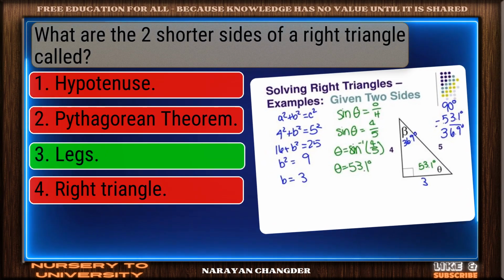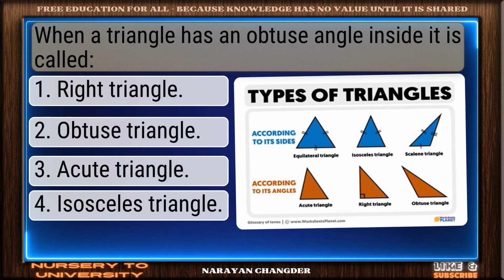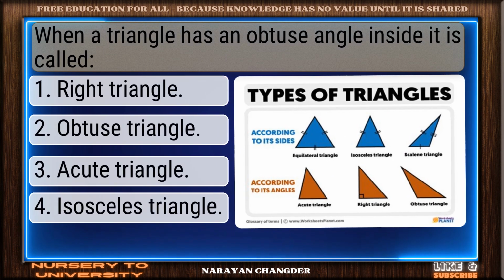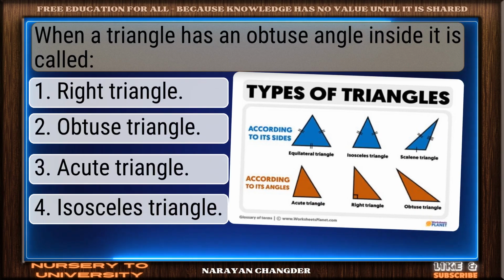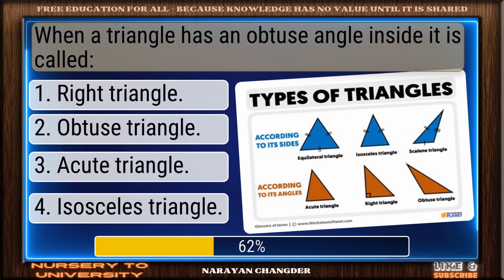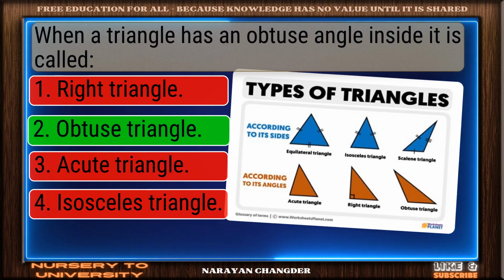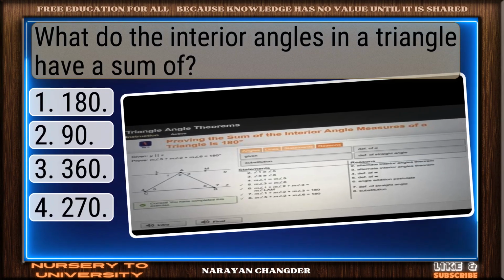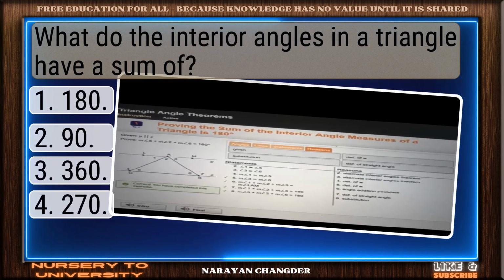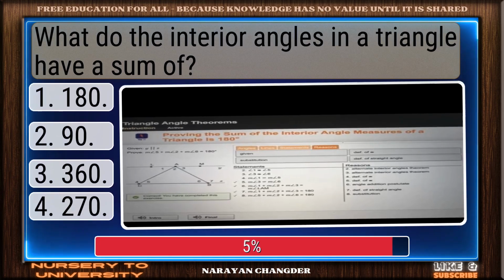Smart pick. Legs is the correct choice. Question number 79. When a triangle has an obtuse angle inside it, it is called? You chose obtuse triangle, and it is correct. Question number 80. What do the interior angles in a triangle have a sum of?